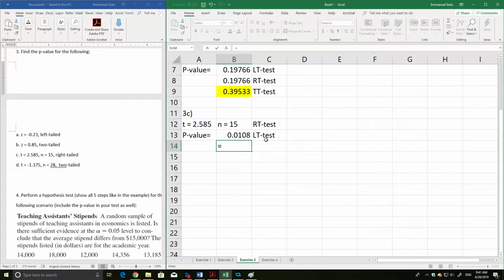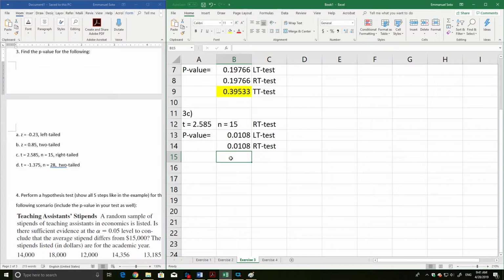And then if you were doing, oops, this is the wrong function. If you were doing the right side, the right tail, then you would type in your t, and then 15 minus 1, your degrees of freedom. So that's if you're doing a right-tailed test. And then you get the same number, because the p-value is the same for both sides.